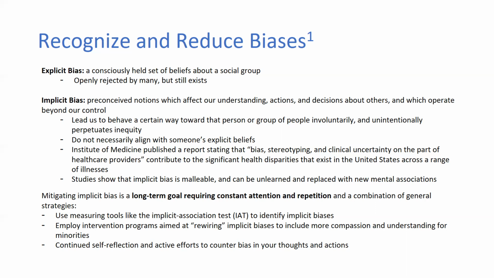On a larger scale, you can get involved in or implement intervention programs that are specifically aimed to rewire implicit biases to include more compassion and understanding for minorities. You can do this as an individual, as a healthcare practice, as a hospital, as any type of group. It can be done at any level. These programs can help you actively combat your implicit bias. So, like I said, the first step to creating equitable care for our populations, including our Hispanic populations, is to recognize and reduce our biases that involve Hispanic populations.